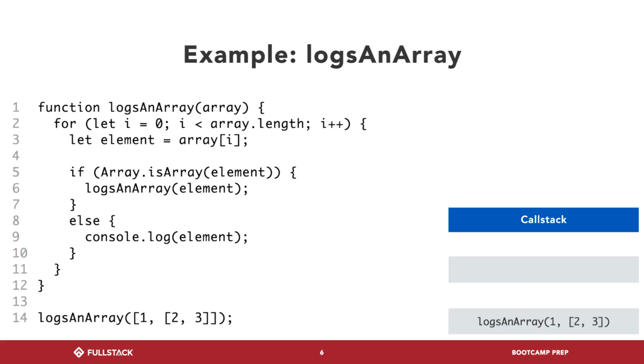So our call stack initially starts with that inner element, the 1, 2, 3. We log out the 1, then we call logs in array with just the inner element of 2, 3. We print out the 2, print out the 3. We've now finished with the inner element, and now we finish with the outer array as well. And at that point, we're done with the entire problem.